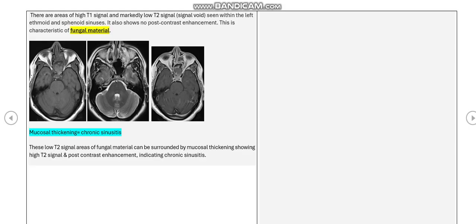This is another criterion. The fungal material appears of high T1 signal and very dark T2 signal, and does not enhance on the post-contrast images because it is only a collection, only material. So it will not enhance, this is not a mass. It will not enhance on the post-contrast sequences.